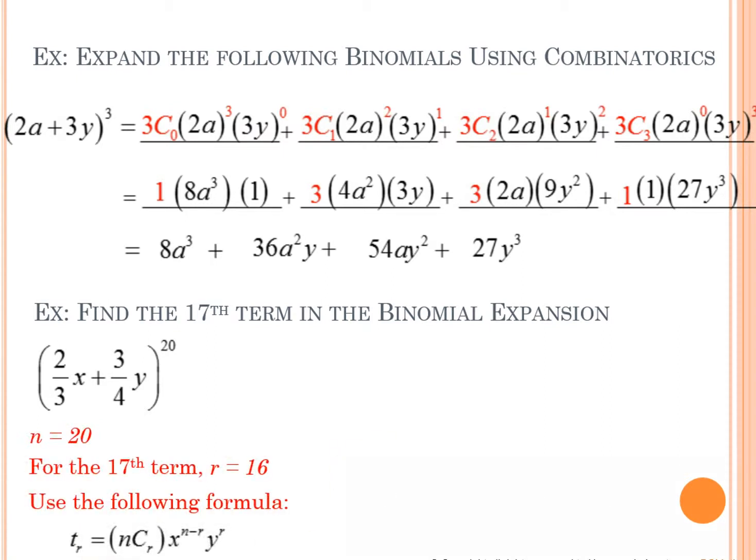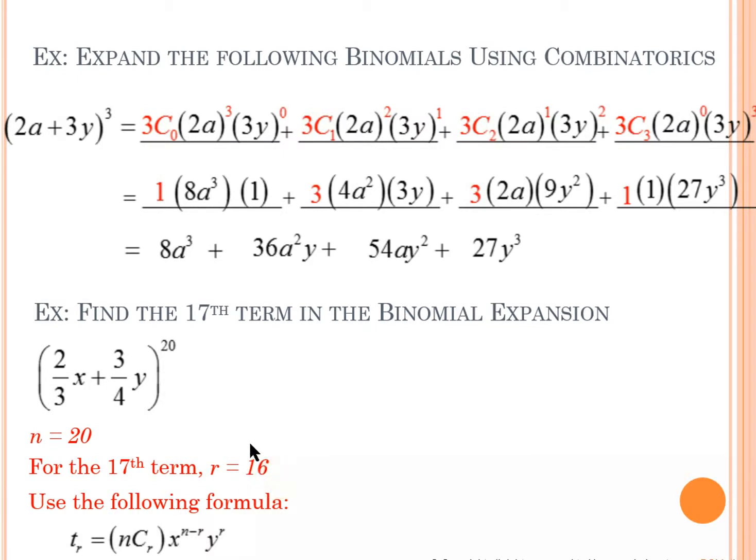I want to use this formula right here: T_r equals n choose r times x to the power of n minus r times y to the power r. I can use this formula to find any term in the binomial expansion. In this case, we know n is 20, and for the 17th term, which is the one we want to find, we know that r is 16.